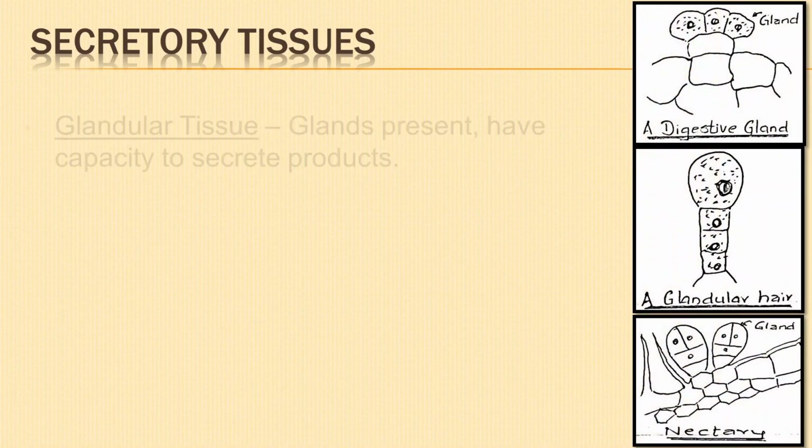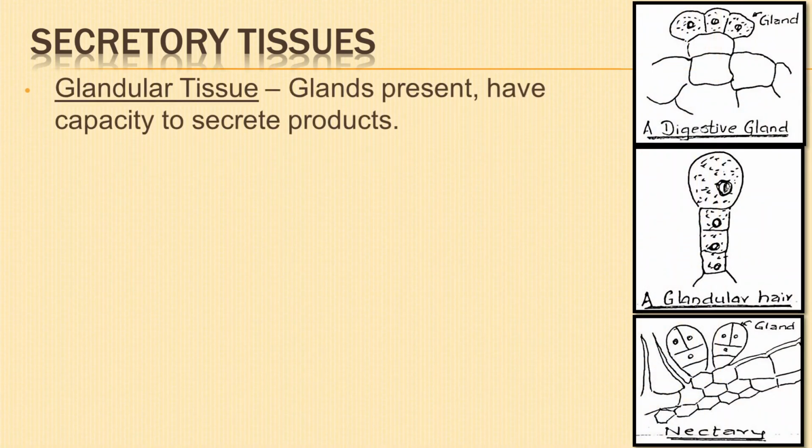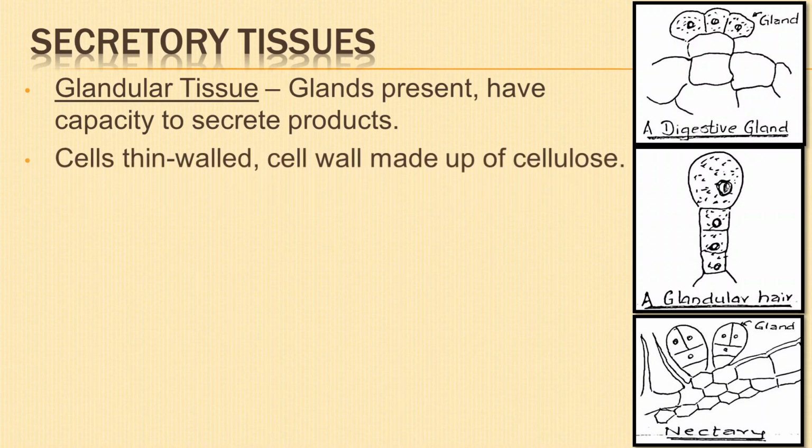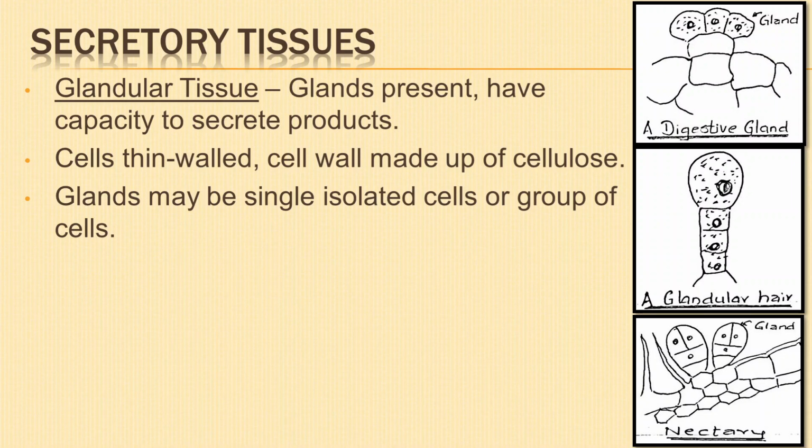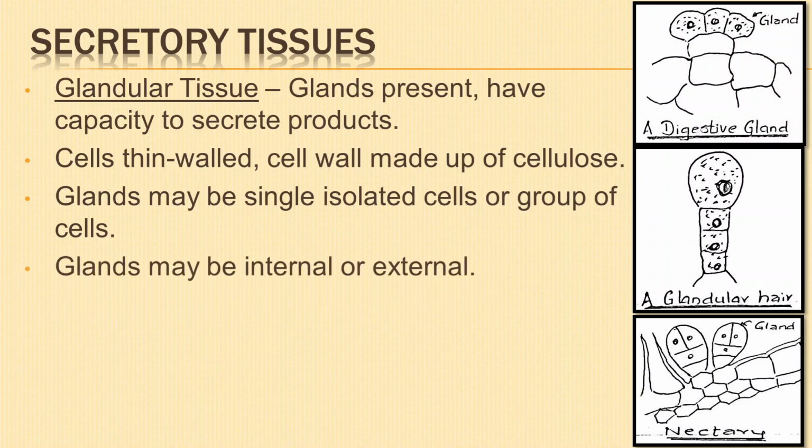Next are the glandular tissue. This tissue is made of glands which are special structures. These glands have the capacity to secrete or excrete products. The cells are thin-walled and the cell walls are made up of cellulose. Glands may consist of single isolated cells or small groups of cells. The glands may be internal or external.